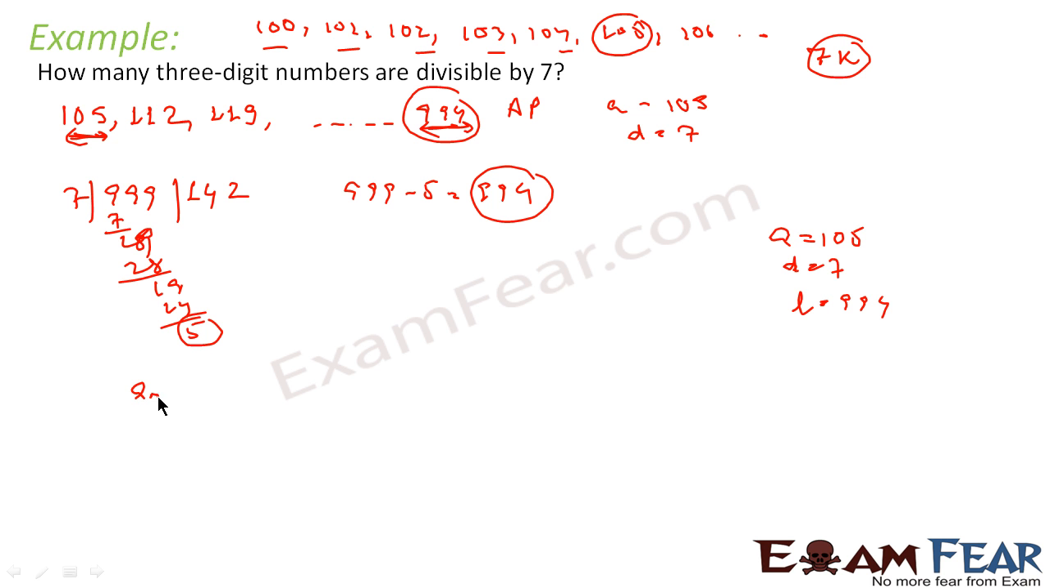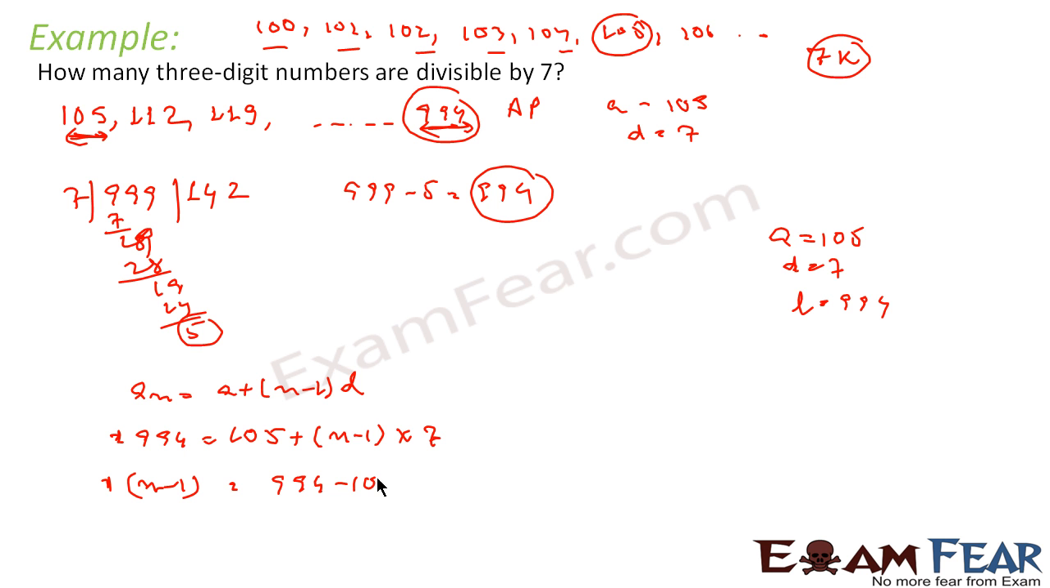So we know that An is equal to A plus n minus 1 times D. Correct? An here is 994, A is 105, plus n minus 1, and D is 7. So n minus 1 is 994 minus 105 divided by 7. If you solve this, you get n minus 1 equal to 127, or you get n equal to 128. That is my answer. So there are 128 3-digit numbers which are divisible by 7.